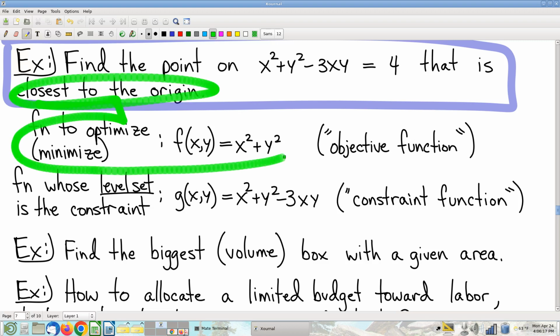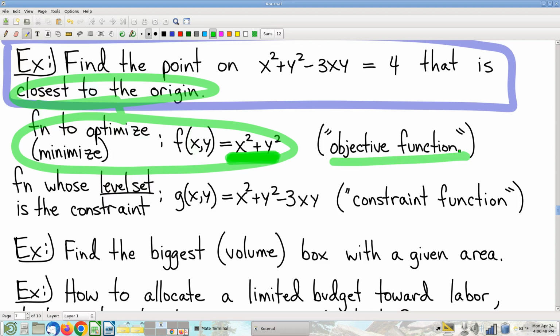It says I want to find points closest to the origin. That means I want to make distance squared, might as well, as small as possible. So I'm looking for a minimum value of distance. Nice little mathematical life hack. If you want to minimize distance, you can also minimize distance squared. It's the same thing. It'll give you the same answers. Right? It's a nice little hack. It avoids square roots. Nobody likes square roots. So that's what we're trying to minimize in this case. It's called the objective function.